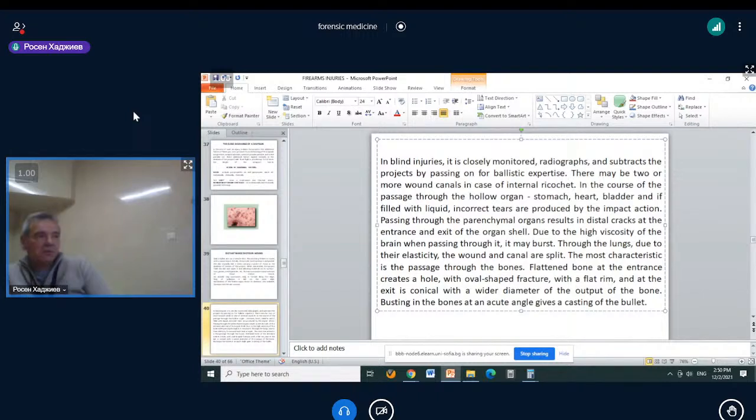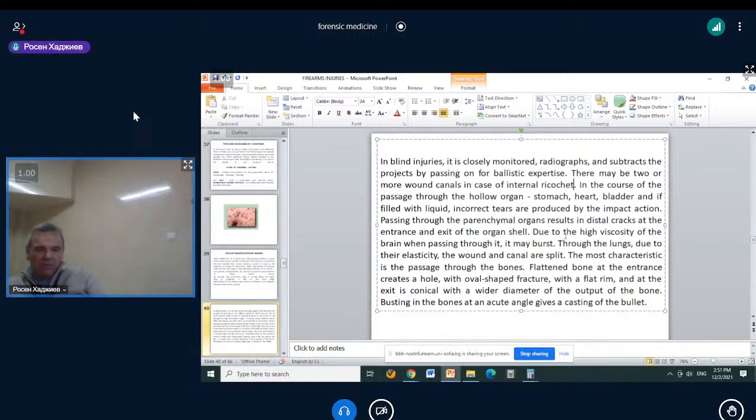Ricochet. When the bullet inside the body strikes comparatively solid tissues, for example, bone, there are going to be some internal canals because of the ricochet of the projectile. In the course of the passage through a whole organ, stomach, heart, bladder, due to hydrodynamic pressure of the fluid inside, we will have tearing of these organs.